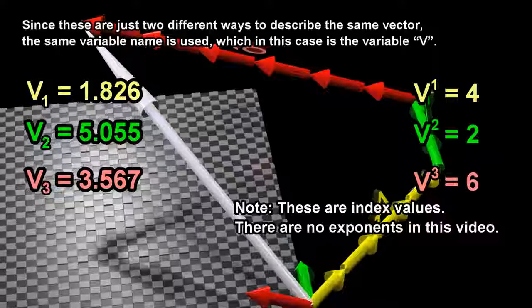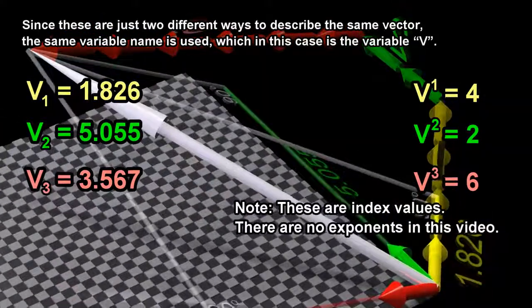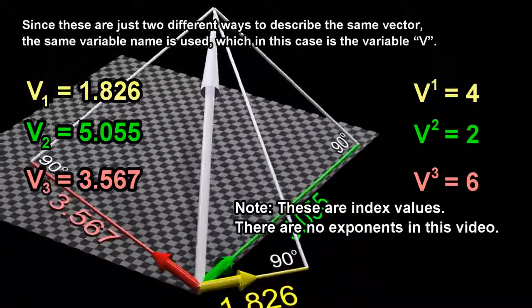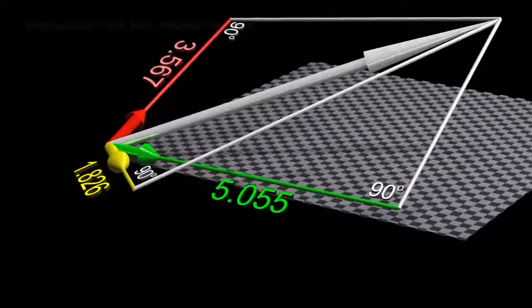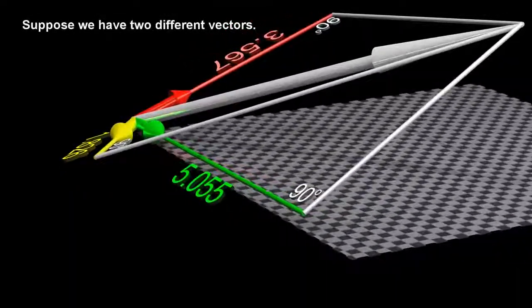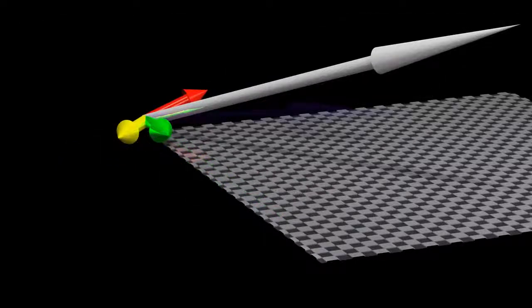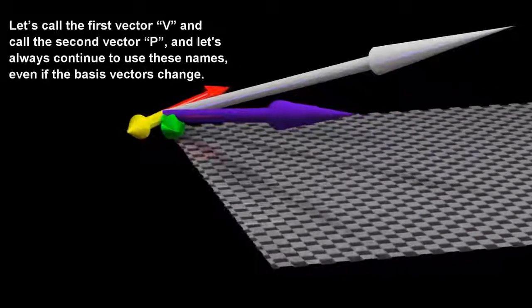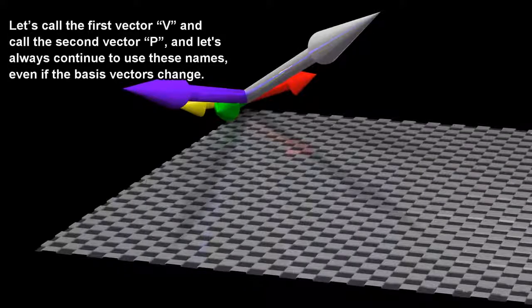Since these are just 2 different ways to describe the same vector, the same variable name is used, which in this case is the variable v. Suppose we have 2 different vectors. Let's call the first vector v and the second vector p, and let's always continue to use these names even if the basis vectors change.